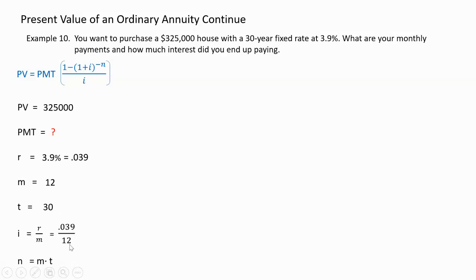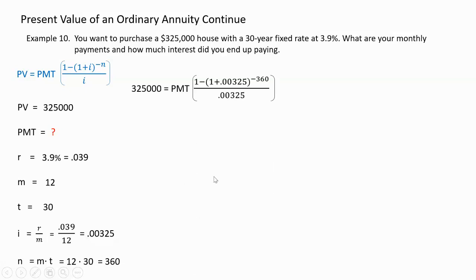And the I will be the R divided by M, which will give us 0.00325. And the N will be M times T, which will give us 360. So we plug everything into the calculator. Again, I'm going to use the easy flow of the calculator and the TI-83, TI-84. So we start by inputting the numerator: 1 minus open parentheses 1 plus 0.00325 close parentheses to the negative 360.